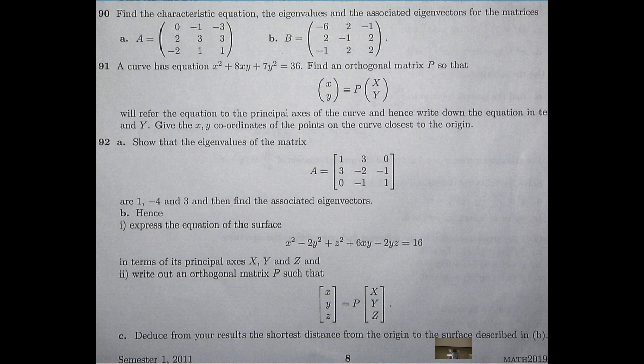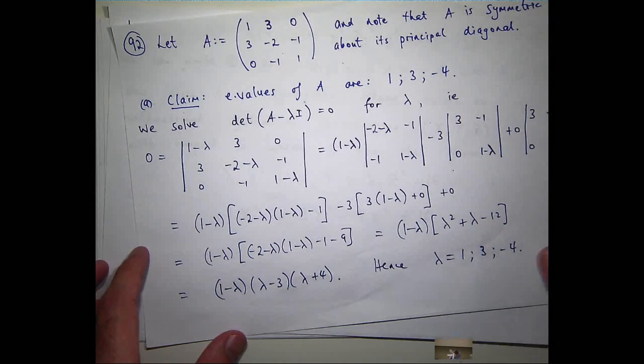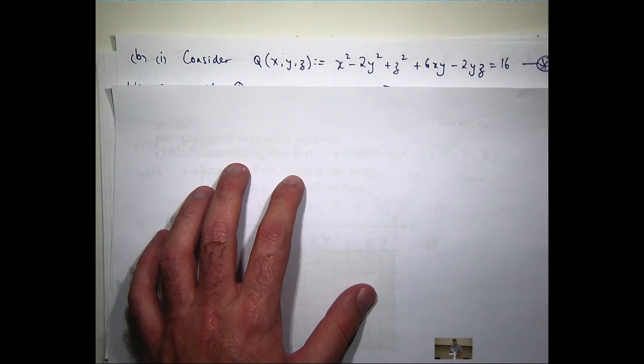Now, they ask you to find the associated eigenvectors and hence express this equation in terms of its principal axes. You don't need the eigenvectors to do part I. Values, let's just write down the principal axes form of the equation. So here's our Q. I'm just going to define that as a function Q. That's given to us in B part I. And what we want to do is simplify Q under some new coordinate system.